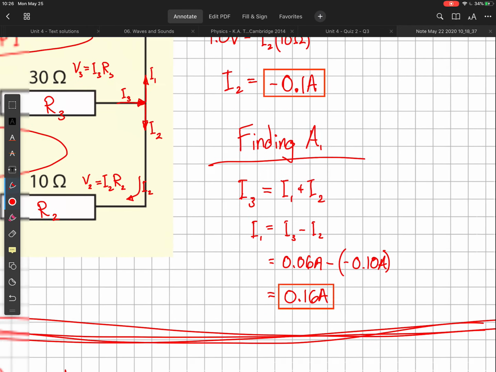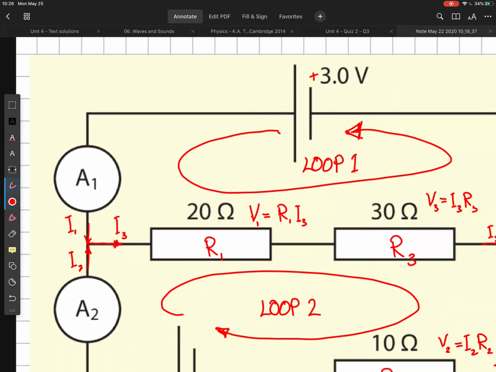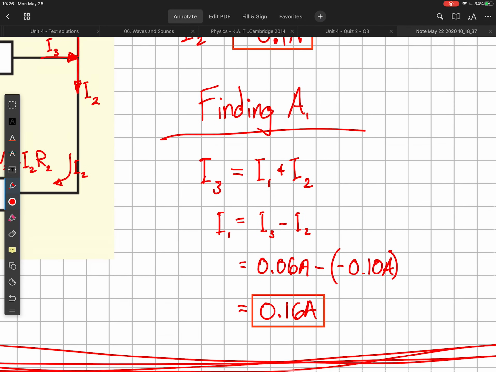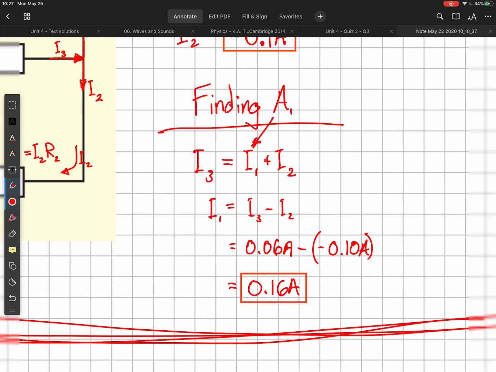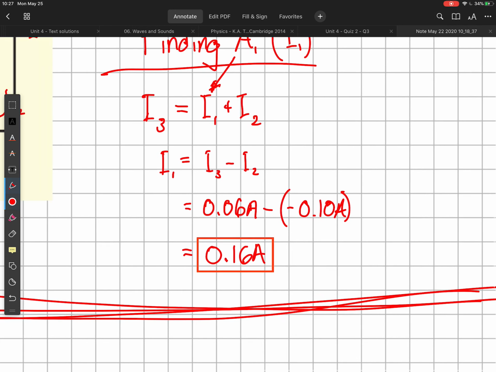Okay, so finally, we need to find the current through A sub 1, ammeter 1, which we've not done yet. Okay, so I'm calling A sub 1 I sub 1, using the variable for current. Why isn't my pencil working? There we go. Okay, so I is the variable for current, so that's why I'm doing that. I'm not trying to confuse you, I swear.